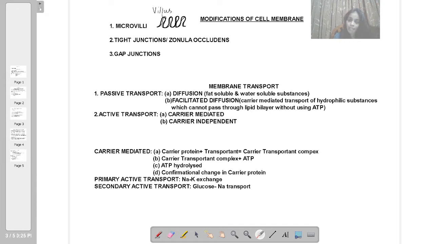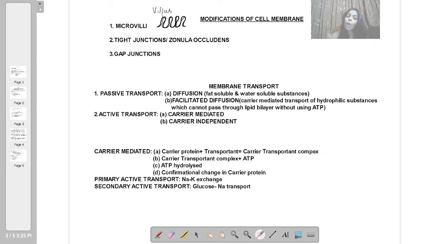So the first process that we are going to discuss is passive transport. What is passive transport? Passive means the process which does not require any kind of energy. So in passive transport, energy in the form of ATP is not required for any substance to come into the cell or go out of the cell. Energy not required. So passive transport can be of two types. It can be diffusion, it can be facilitated diffusion.